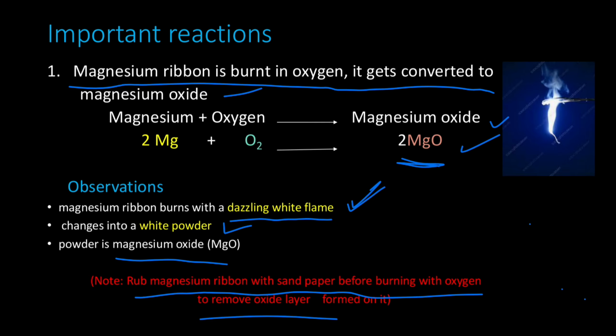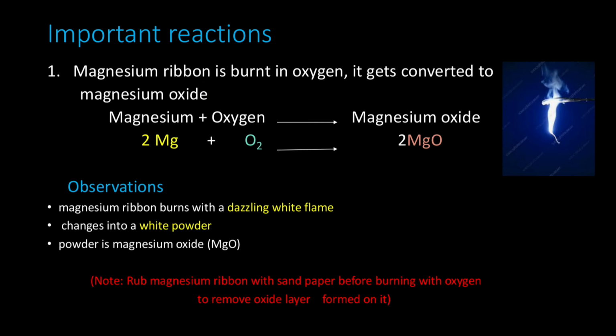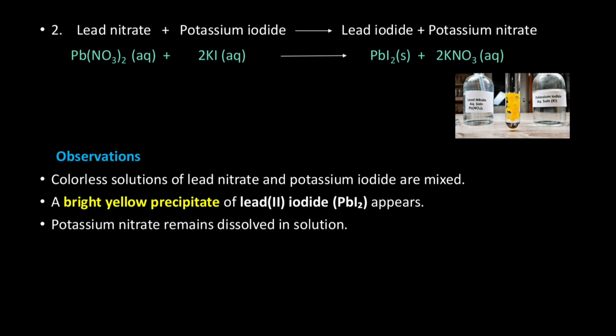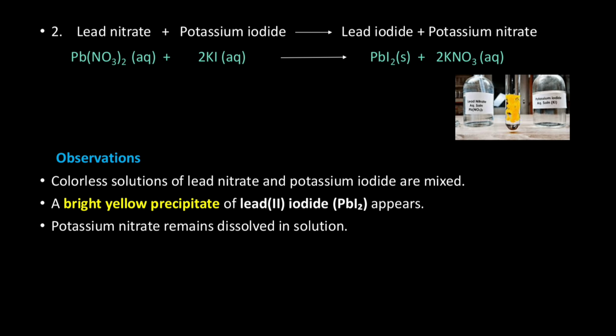And the next reaction is your lead nitrate and potassium iodide reaction. So when lead nitrate and potassium iodide react, you get lead iodide and potassium nitrate. This lead iodide is your ppt, the precipitate which is formed. Do you see it in the picture? This is the yellow ppt, which is insoluble in water, and it is going to settle at the bottom of the test tube.